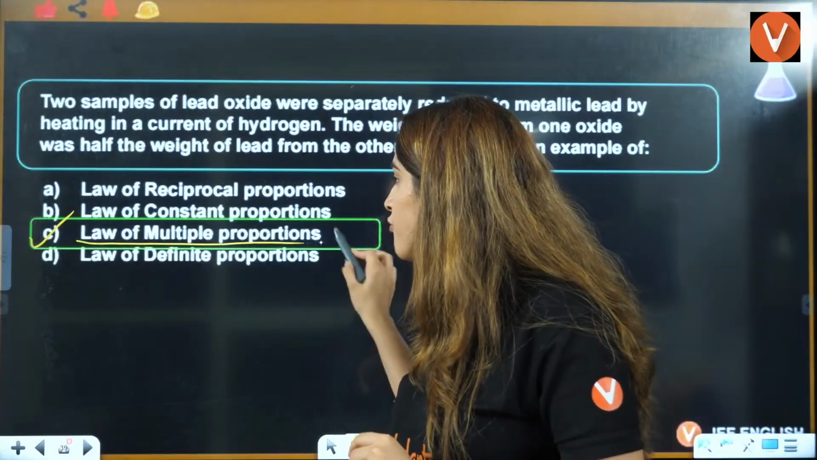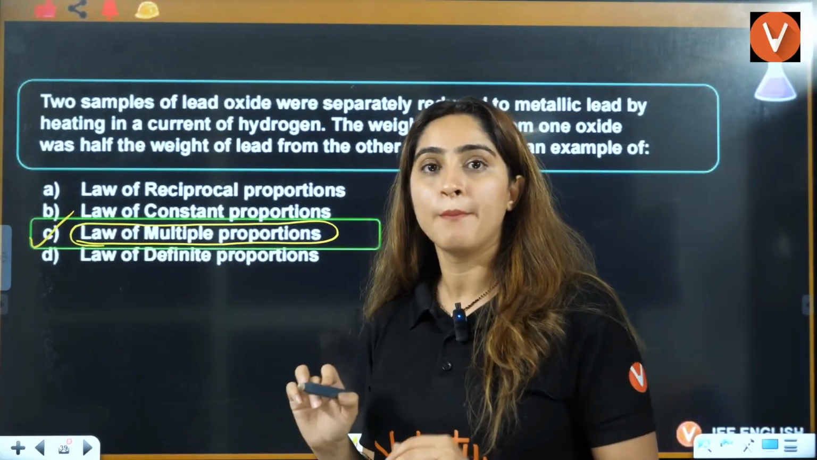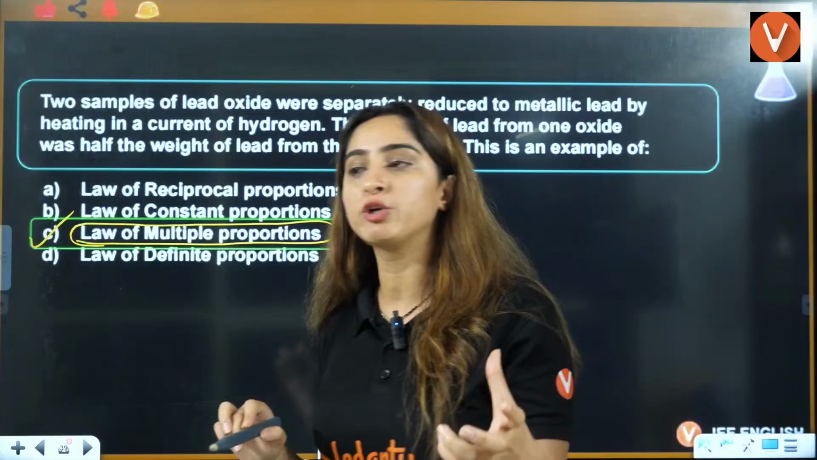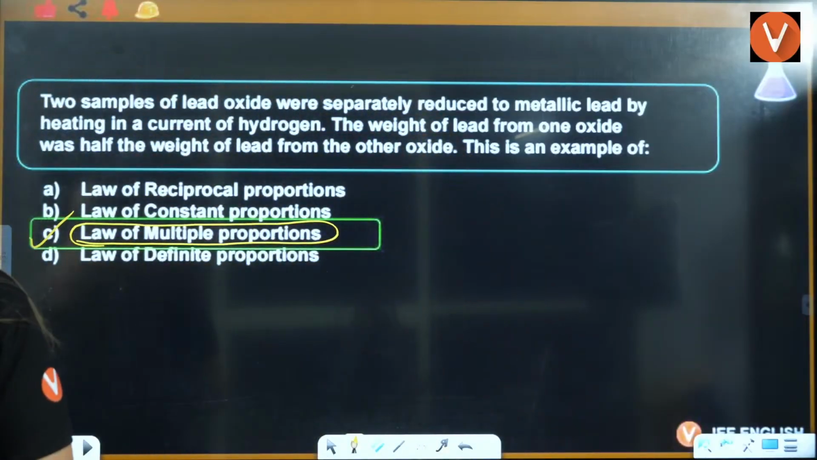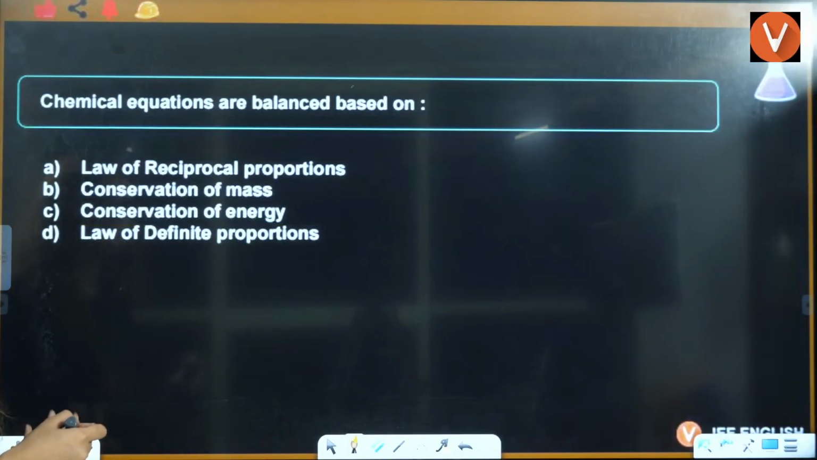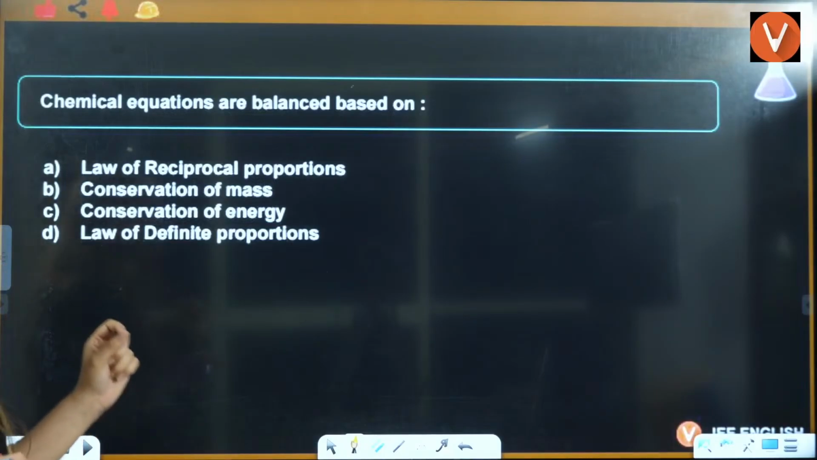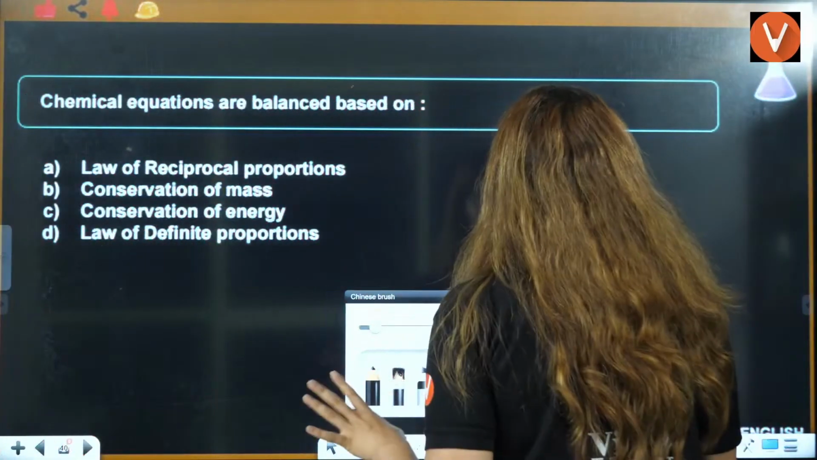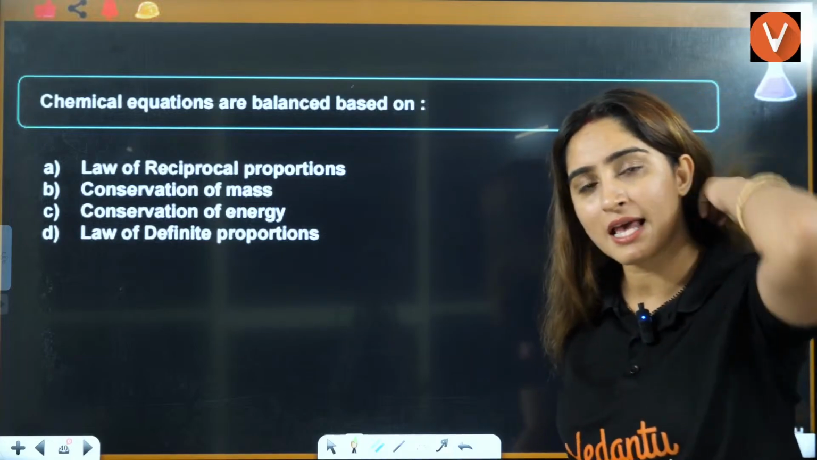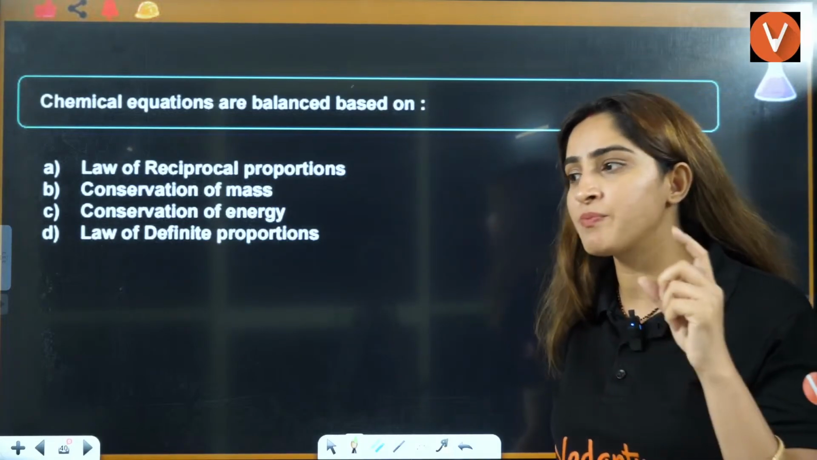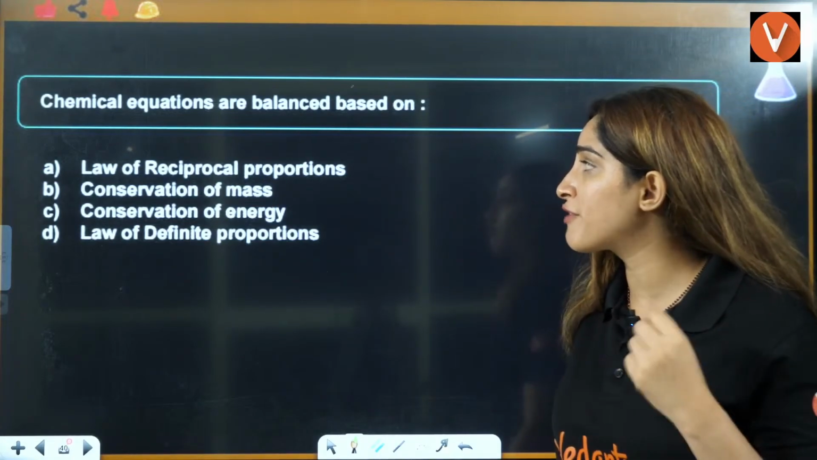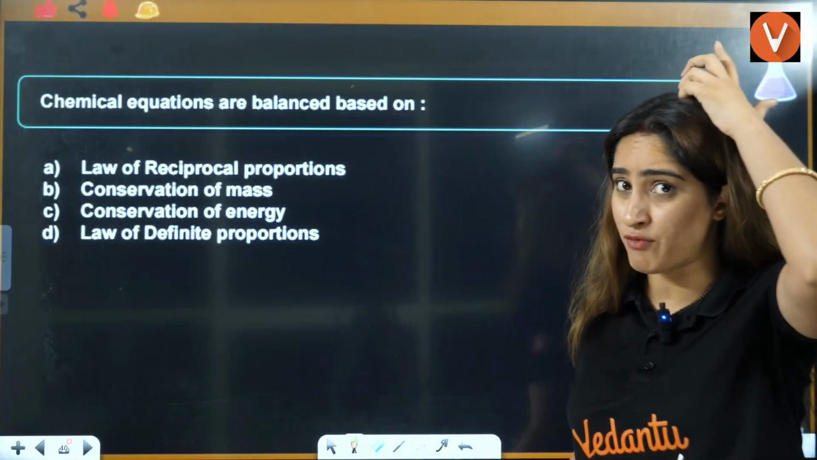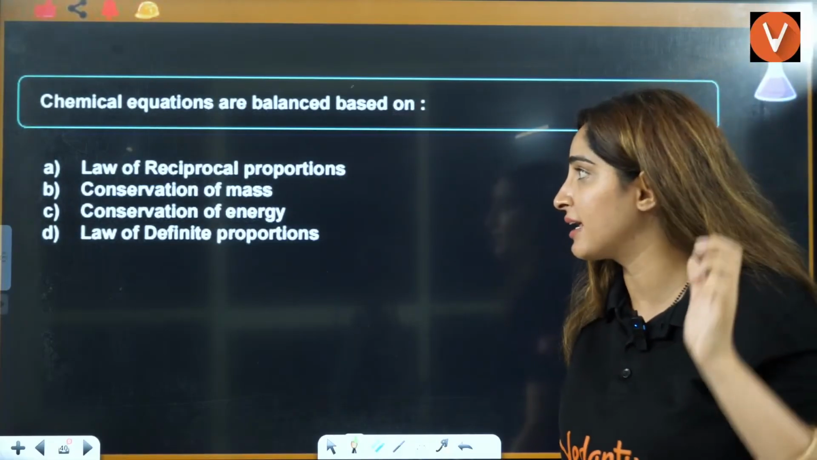We are talking about law of multiple proportion, because the ratios are going to be different in this case, right? Okay, everyone. Next is, chemical equations are balanced based on which thing? Anybody in the chat box? Chemical equations are balanced based on which thing? That is law of reciprocal. Reciprocal, we have not talked about anything about balancing.